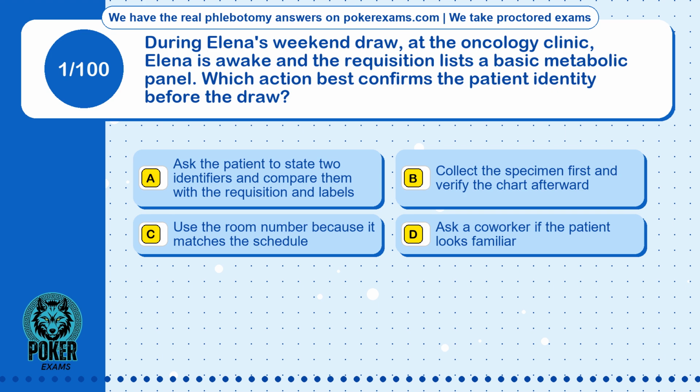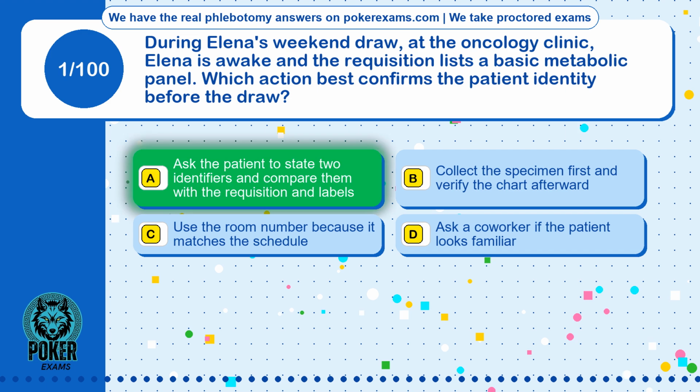Option A. Ask the patient to state 2 identifiers and compare them with the requisition and labels. Option B. Collect the specimen first and verify the chart afterward. Option C. Use the room number because it matches the schedule. Option D. Ask a coworker if the patient looks familiar.